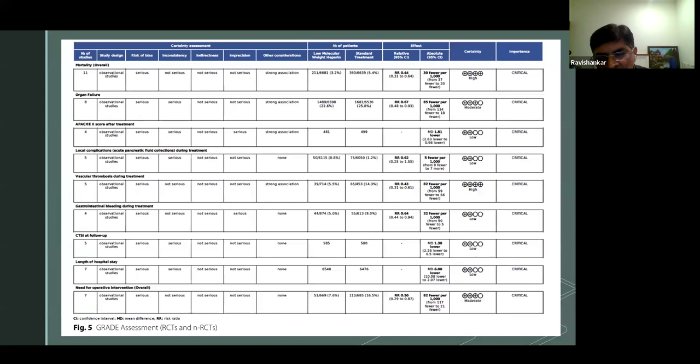For overall mortality, the assessment shows that the recommendation is of a very high degree. You give low molecular weight heparin, and it definitely makes a 55 to 65% reduction in mortality. So the level of recommendation is high. As far as organ failure is concerned, it's a moderate degree recommendation. As far as the Apache 2, it is probably a low degree recommendation.